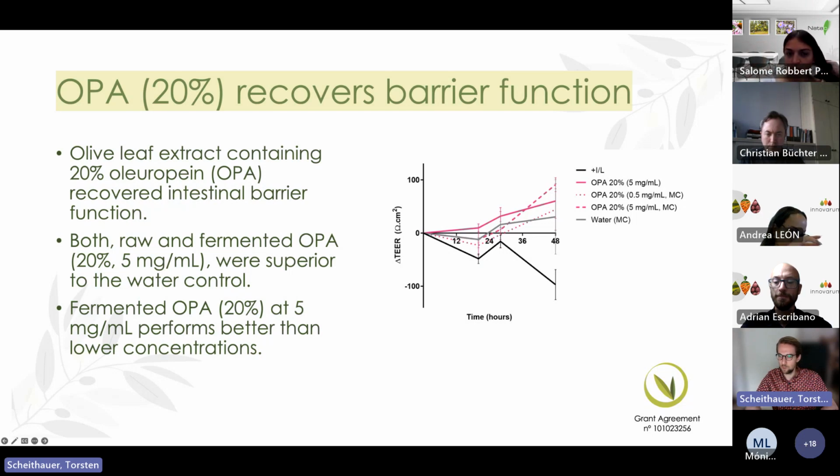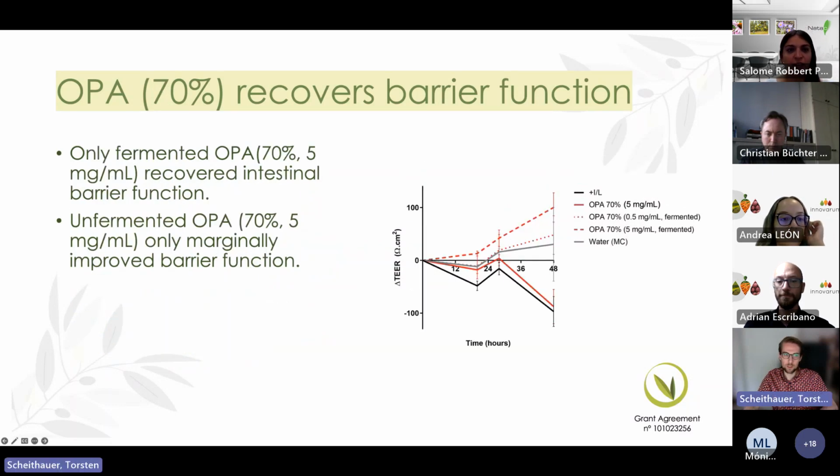Then we also included a water control, because we know that from the media itself, these microorganisms can convert nutrients into, for example, short-chain fatty acids. So that has already an effect. But still, all the OPA components are higher, at least at 48 hours of fermentation, than the water control. Then we also used another olive leaf extract, which has 70% oleuropein, so a higher concentration of oleuropein.